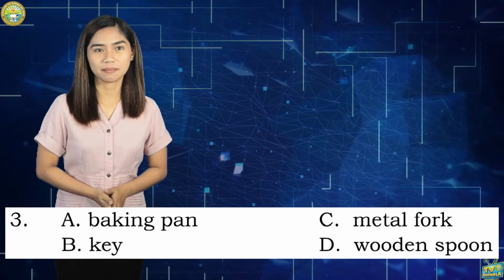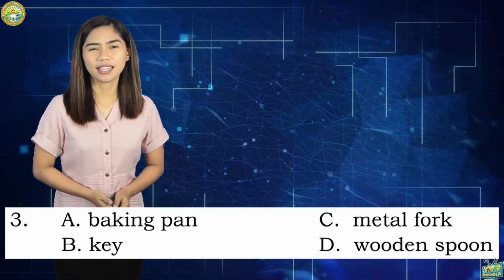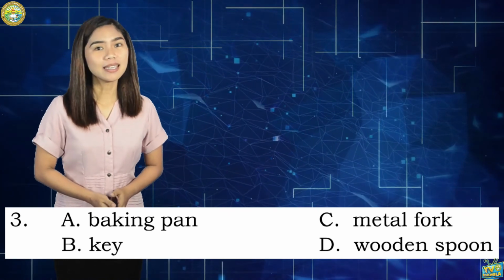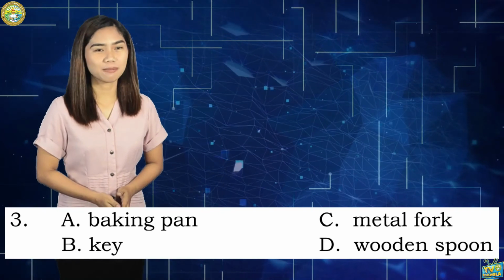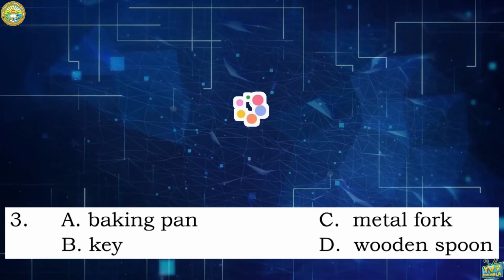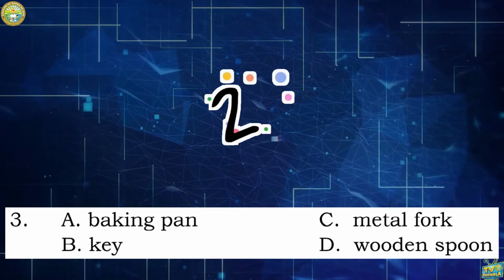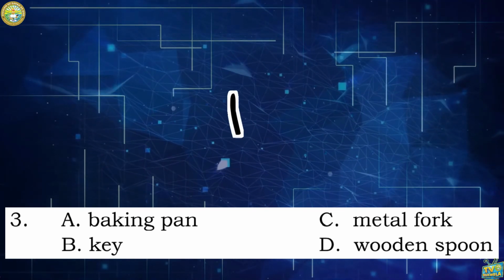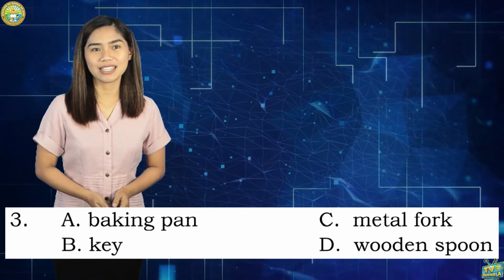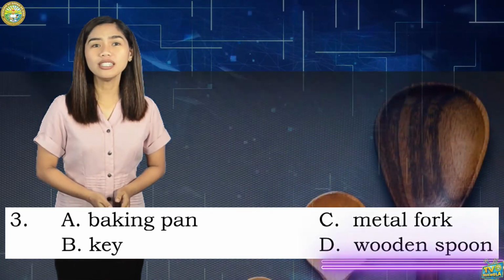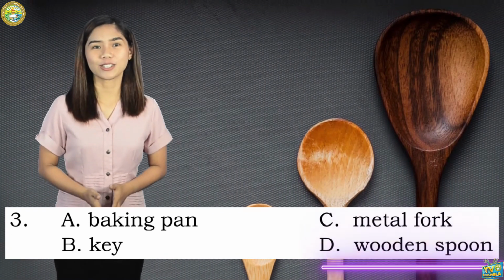Number 3. A. Baking pan. B. Key. C. Metal fork. D. Wooden spoon. The correct answer is letter D, wooden spoon, because wood is also an insulator of heat.